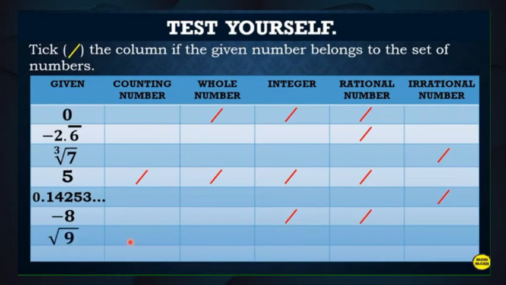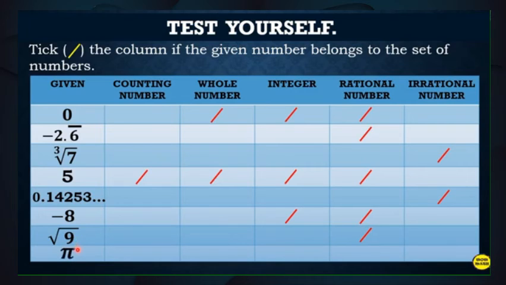Next, I have square root of 9. Okay, if we will be getting the square root of 9, that is equal to 3. And 3 is a rational number. Okay? So, square root of 9 is a rational number kasi yung square root ng 9 can be expressed in the form of A over B. And the last one, we have pi.